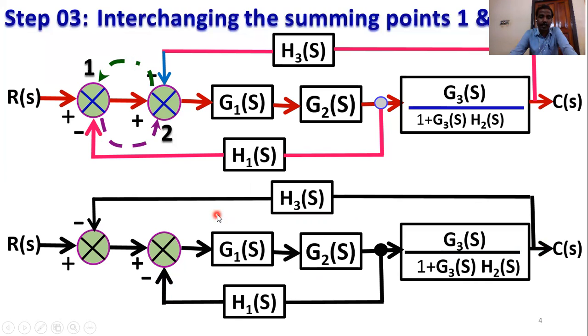Just interchange these two positions. This is position 1, the summing point, and this is position 2, the summing point. But the direction and sign convention remain the same, because this is negative feedback. So this is also negative feedback, this is also negative feedback, and this is also negative feedback. So the sign convention is also the same. This is step number 3, interchanging summing points 1 and 2.